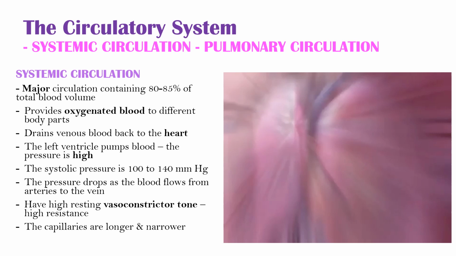Systemic circulation is the major circulation, containing 80 to 85% of total blood volume. It provides oxygenated blood to different body parts and drains venous blood back to the heart. The left ventricle pumps blood. The pressure is high. The systolic pressure is 100 to 140 millimeters of mercury. The pressure drops as the blood flows from arteries to the veins. There is high resting vasoconstrictor tone and high resistance. The capillaries are longer and narrower.